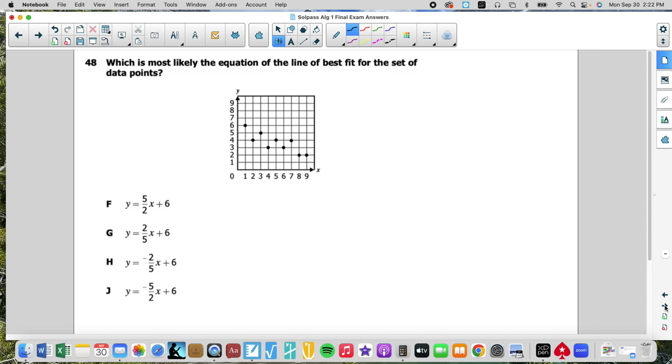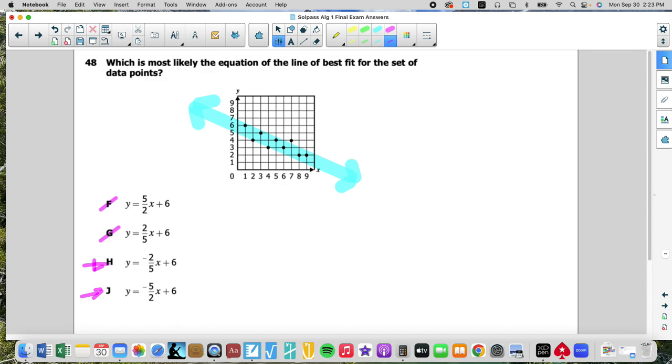Okay. Again, we have to find a fit. So I know that I have a negative slope. So I know automatically it's not going to be an F. That is a positive slope. So now it's between H and J, and both have an intercept of 6, so that's okay, because that's in the same place. And now it's my slope.